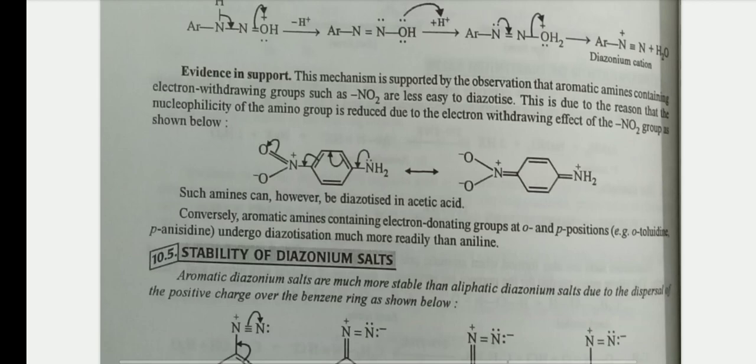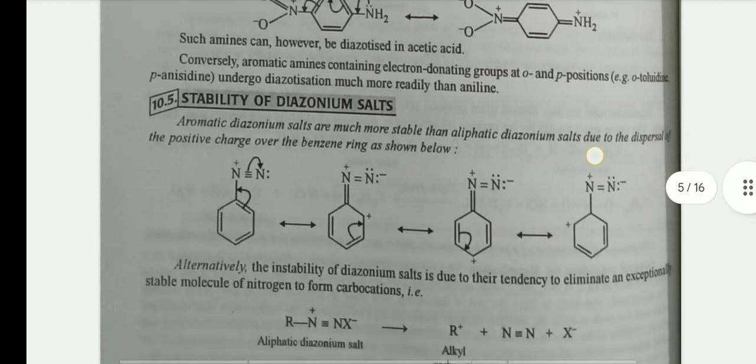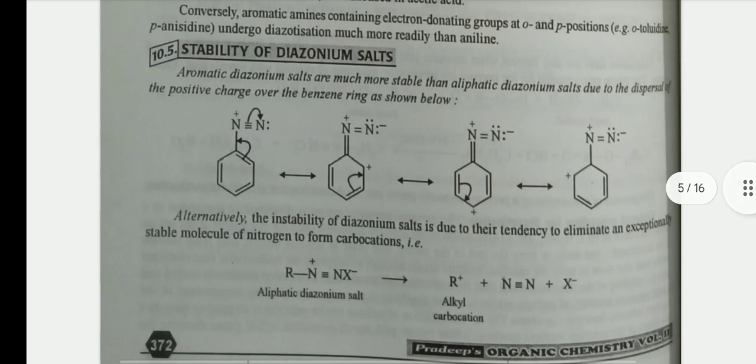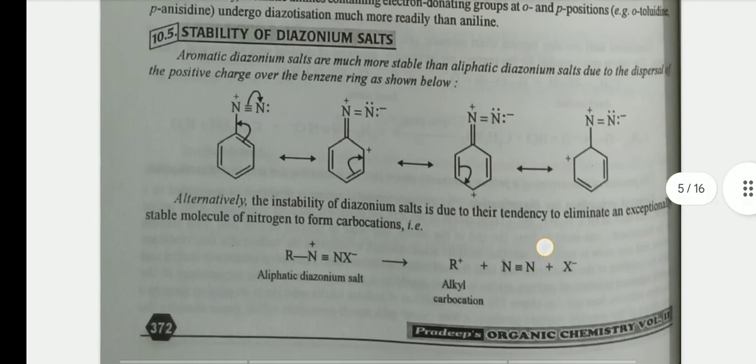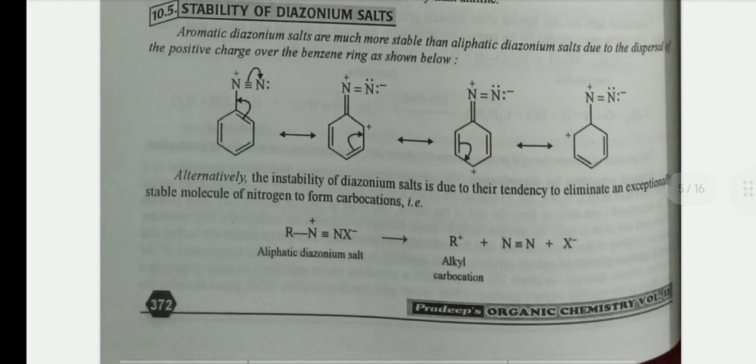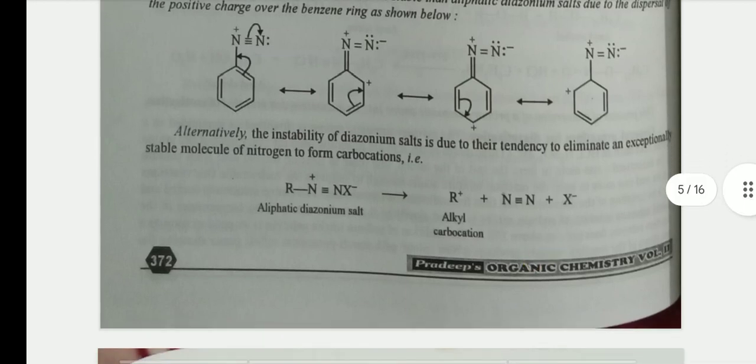Stability of diazonium salts. Aromatic diazonium salts are much more stable than aliphatic diazonium salts due to the dispersal of positive charge over the benzene ring. Alternatively, the instability of aliphatic diazonium salts is due to their tendency to eliminate an exceptionally stable molecule of nitrogen to form carbocations.